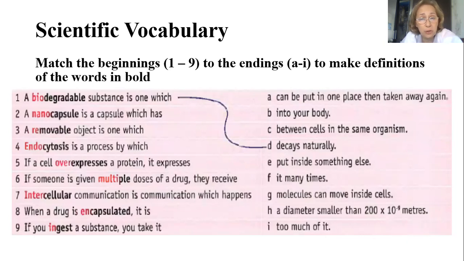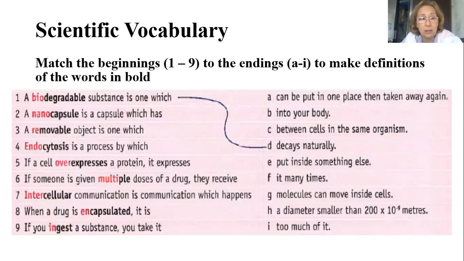So, for example, the first sentence is shown. A biodegradable substance is one which decays naturally. So decays, what does it mean? Decay means to break down, to disintegrate. What's Russian for biodegradable? Biodegradable substances are those which break down by natural means, right? So you can see that decays gives the definition for biodegradable.